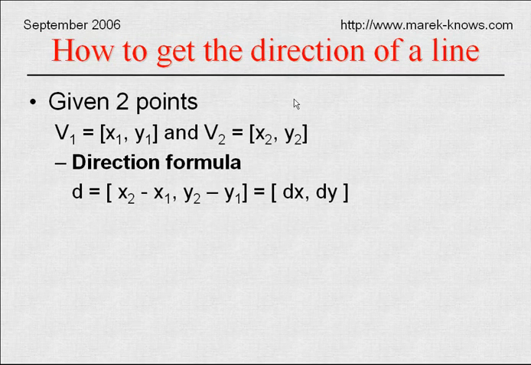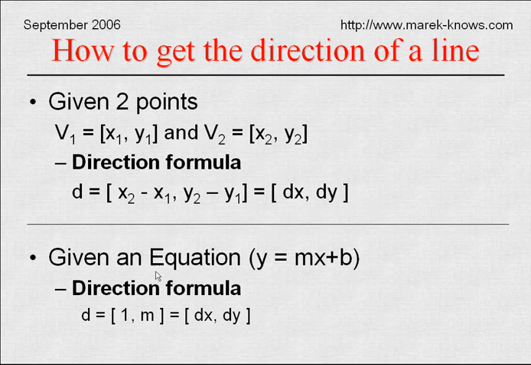Let's go through the steps on how to get the direction of a line. If you're given 2 points, let's say you have vertex 1 and vertex 2, vertex 1 in two-dimensional space will have an x-coordinate and a y-coordinate, so we'll label them x1 and y1. Vertex 2 will also have an x and a y-coordinate, so we label it x2 and y2. The direction of the line between vertex 1 and vertex 2 can be calculated using this formula. x2 minus x1 is the x value, and y2 minus y1 gives you the y value of the direction. So dx is equal to x2 minus x1, and dy is equal to y2 minus y1.